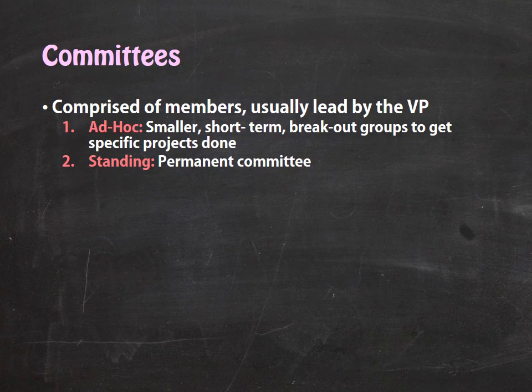Sometimes there's a lot of work that needs to get accomplished. Right, like planning a barbecue. So the chair may decide to make some committees, and according to Robert's rules, there's two types of committees. Ad hoc, which are committees for specific projects, like Ami's barbecue, and standing committees, which are permanent year-long committees, like a birthday committee or some sort of social committee.